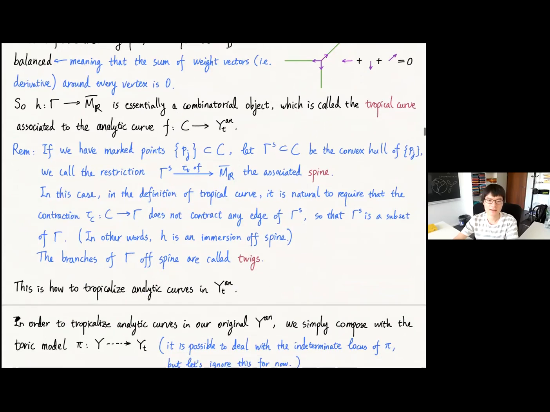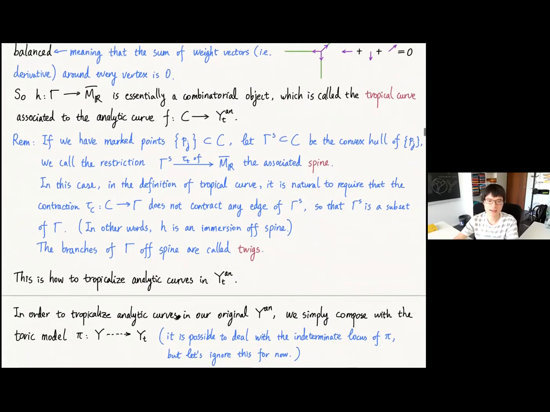And we want to tropicalize analytic curves in our original Y analytic. This is easy. We simply compose with the toric model. So we have a toric model map pi from Y to YT, and we just compose with the toric model, and then we tropicalize inside the toric variety. It's also possible to deal with the indeterminate locus of pi, but let's ignore this for the moment.